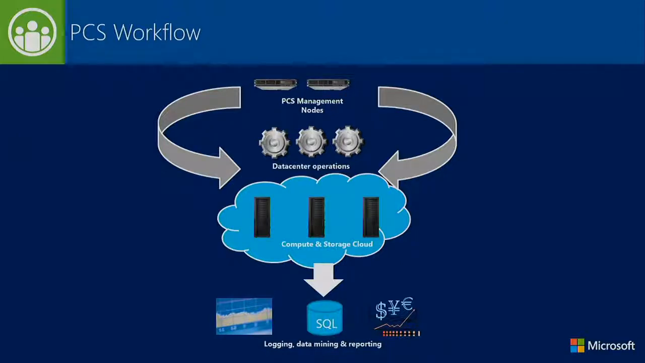So here is a typical PCS topology. We start with having a couple of management nodes, and private cloud simulator binaries run on the management node and drive traffic on the compute and the storage resources. We have a bunch of built-in data center operations which we will discuss.